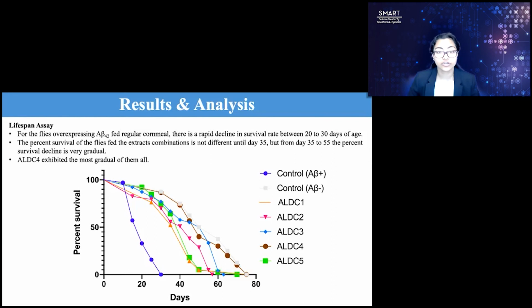The experimental group that's raised on the extract combinations, their survival percentage decline is only significant from days 35 to 55, which indicates a significant improvement in the extract-fed flies' lifespan. Upon further observation, it was concluded that ALDC4 allowed for the longest lifespan.